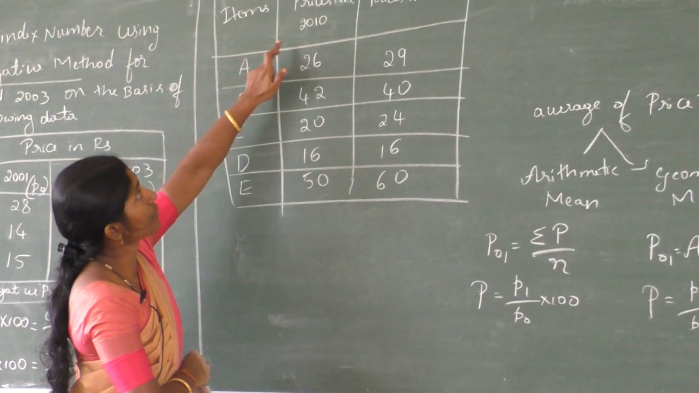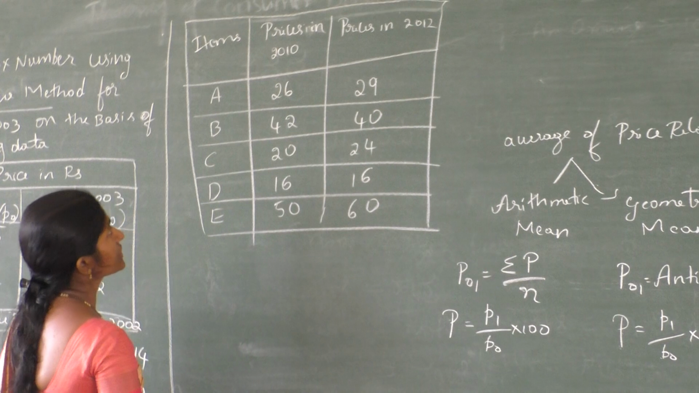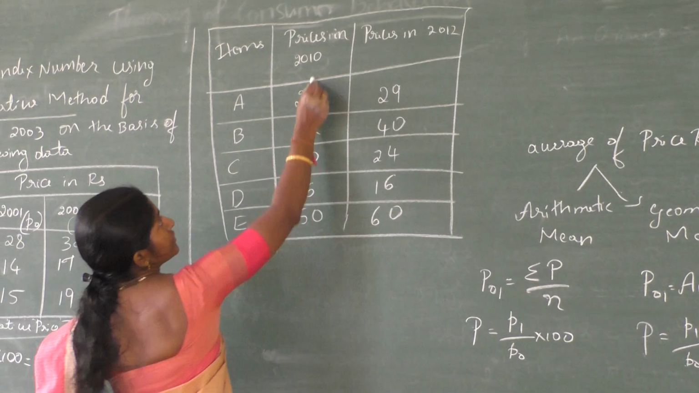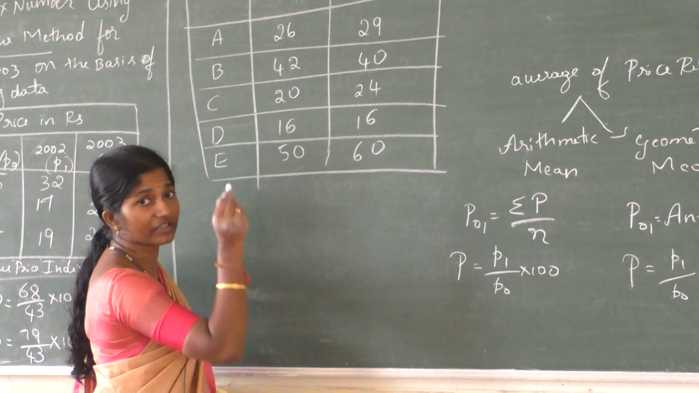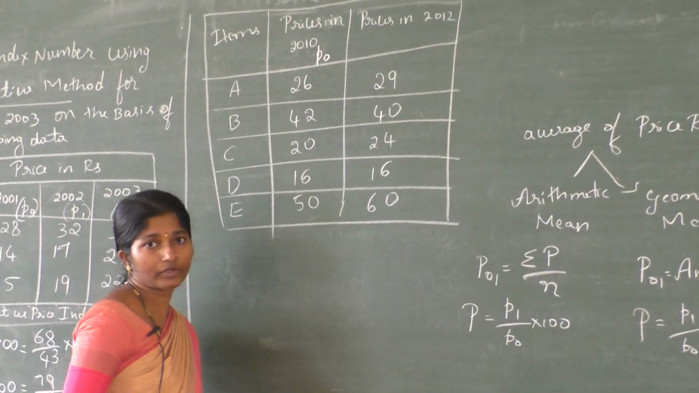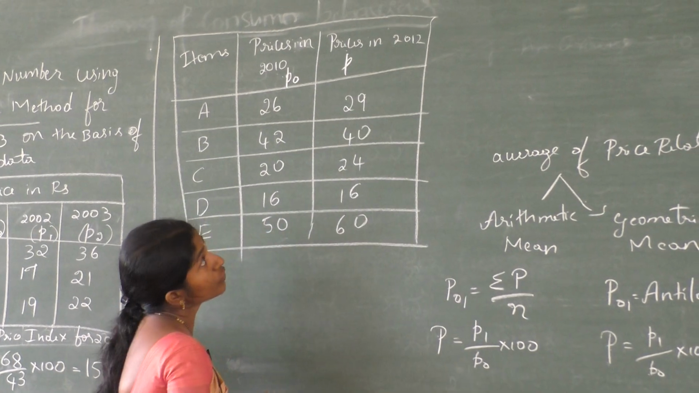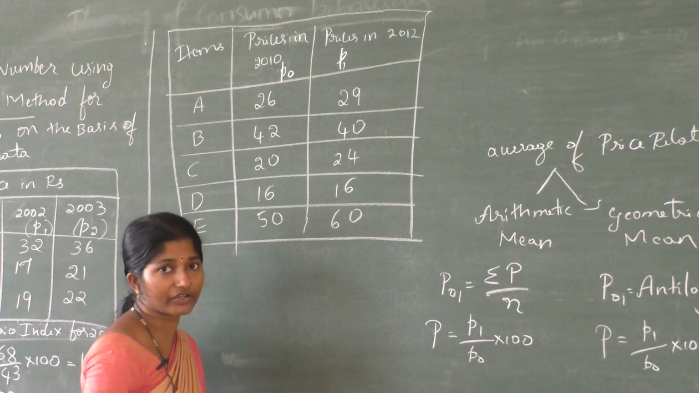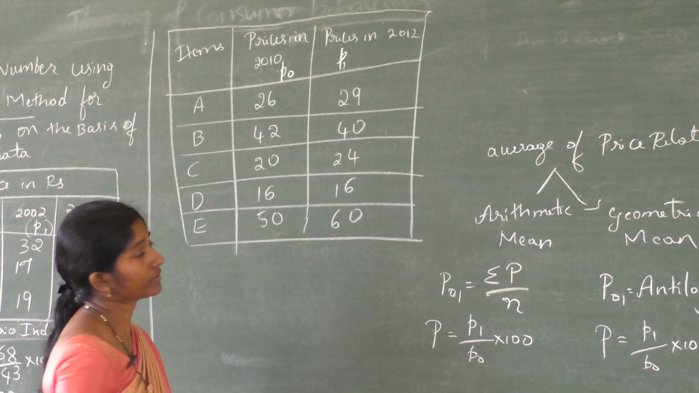Items are given, with prices in 2010 and prices in 2012. First we will write which one is the base and which one is the current year. 2010 is the base, therefore I am taking 0, so price is P0. 2012 is the current year, therefore I am writing 1. Now we have got P0 and P1.